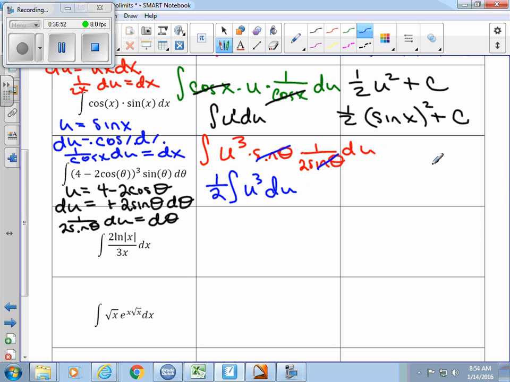So I get u to the 4th divided by 4, which is 1/8. Don't forget to replace your u. And u was 4 minus 2 cosine theta. Don't forget on your homework, check your answer. I am not checking every answer, but you need to. Try the next one.